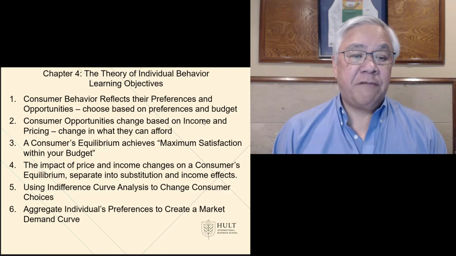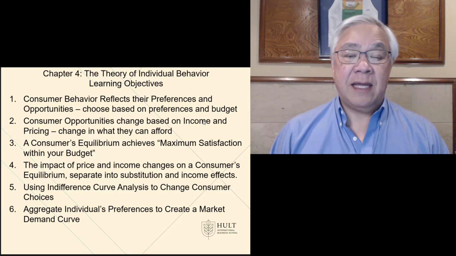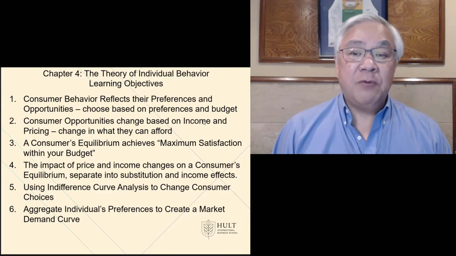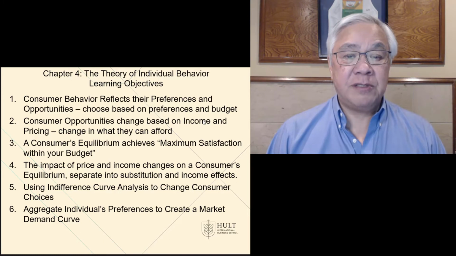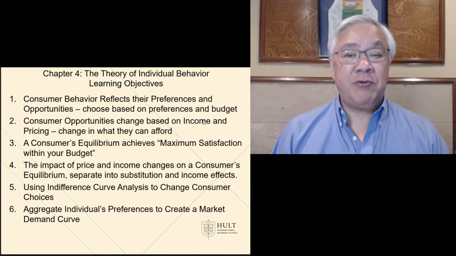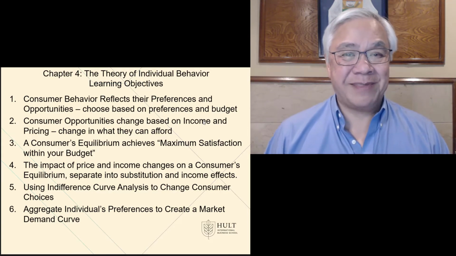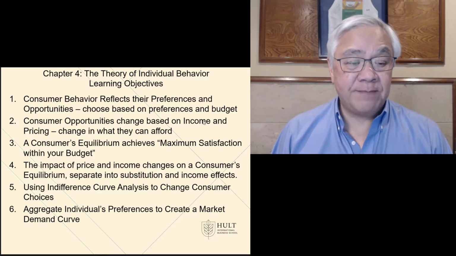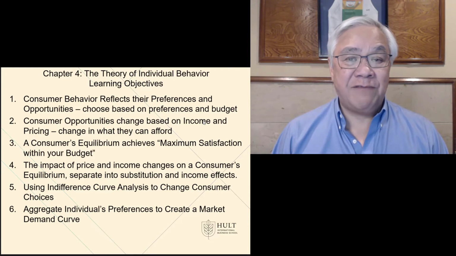Our learning outcomes are, first, that consumer behavior reflects their preferences and their opportunities. That basically means they have a budget and they have certain preferences. Secondly, it will change based on income and price changes. As products change in prices, a consumer may choose different options. Third, there's an equilibrium where we achieve maximum satisfaction, because that's what we seek. Number four is what happens when we have changes in the price of goods offered or in the income level that the consumer has. Next, can we use indifference curve analysis to change consumer behavior and their choices?